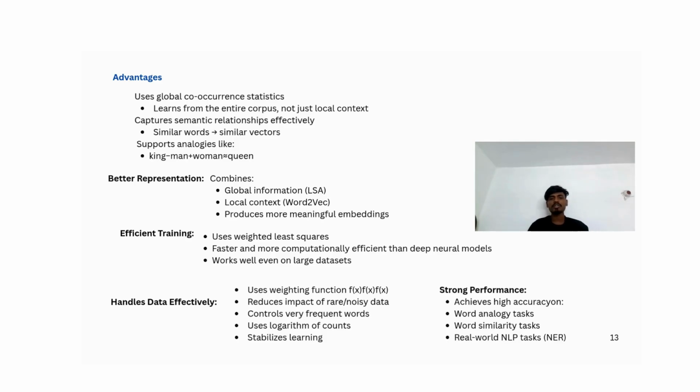It also uses a weighting function which helps reduce the impact of very frequent or very rare words, making the model more stable. So overall, GloVe provides a well-balanced and powerful representation of words.